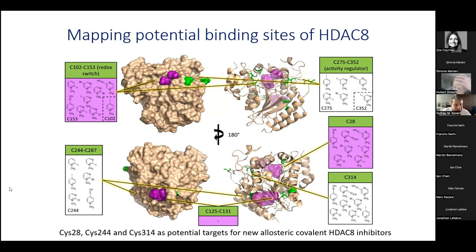And these are typically C28, located here, and also C244 and C314. So these are the new sites that were identified in addition to the redox and the activator regulatory sites of the protein.